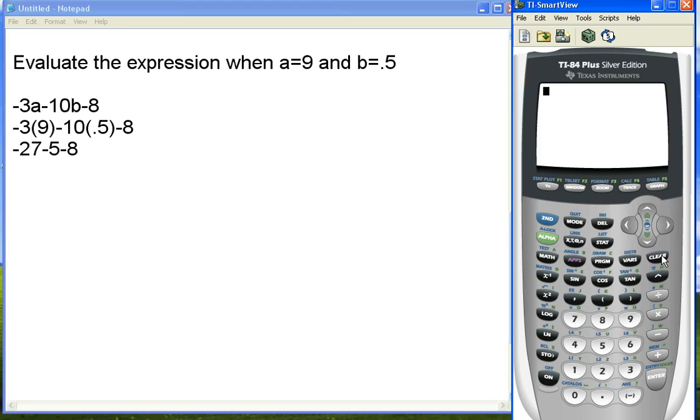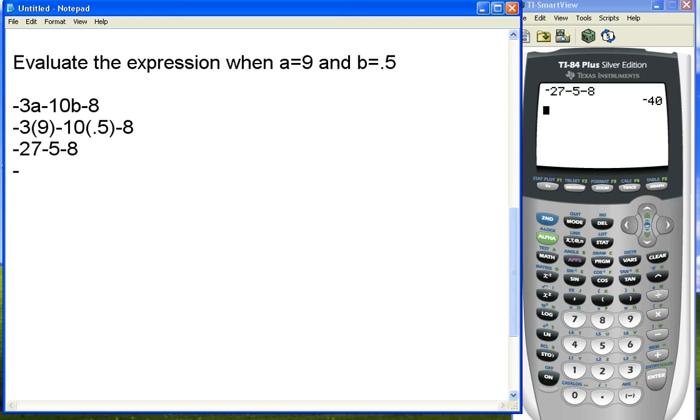Then to get the final answer, let's put them all in the calculator. Negative 27 minus 5 minus 8. You hit enter, and you get negative 40. And that's your answer, negative 40.